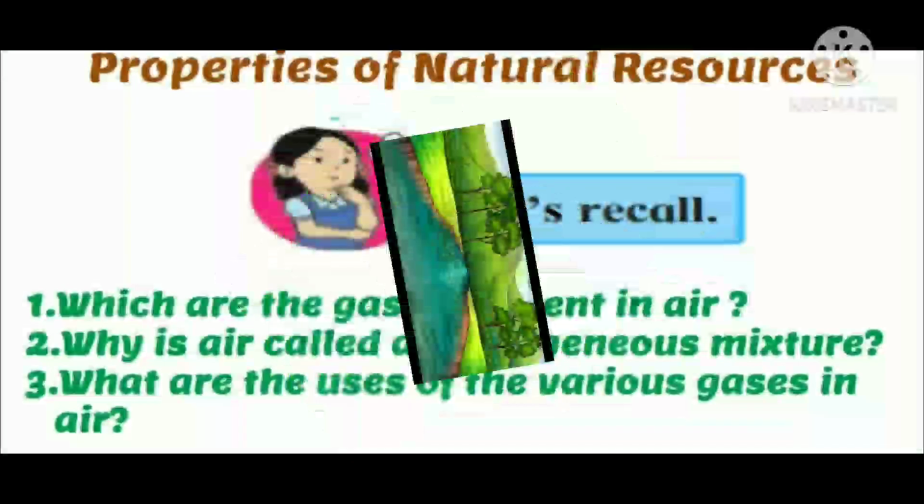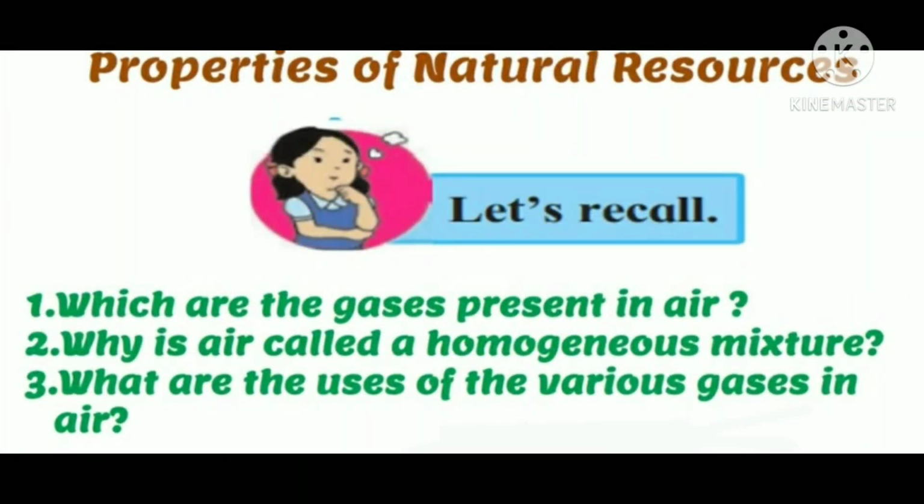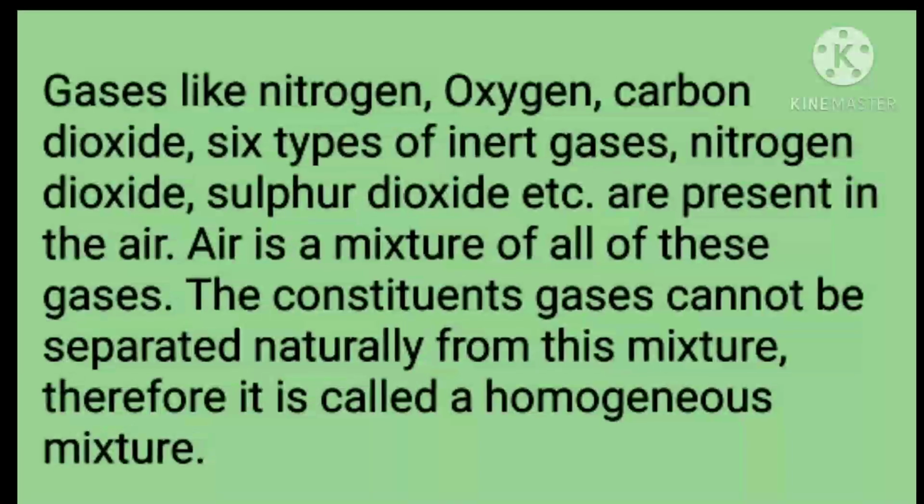Now, before we begin, let's recall what we have learned. Which are the gases present in air? Why is air called a homogeneous mixture? What are the uses of the various gases in air? Do you recall them? Let's see. Gases like nitrogen, oxygen, carbon dioxide, 6 types of inert gases, nitrogen dioxide, sulfur dioxide, etc. are present in the air.